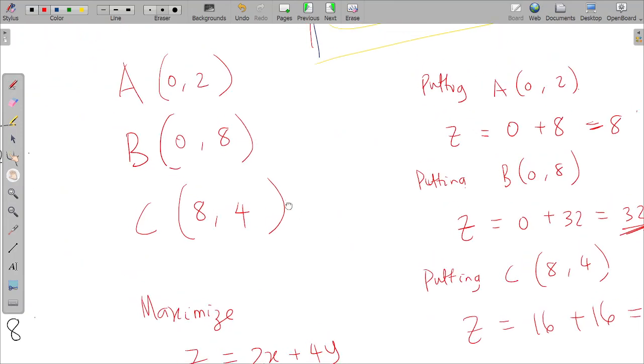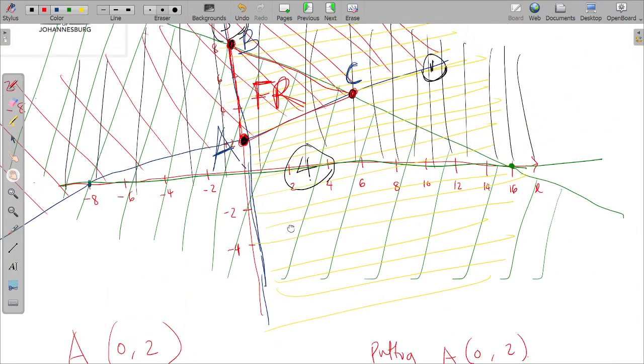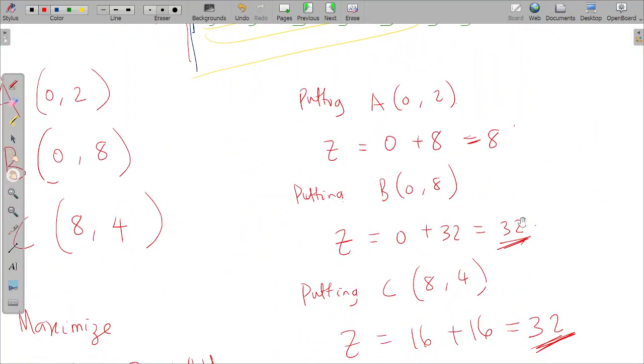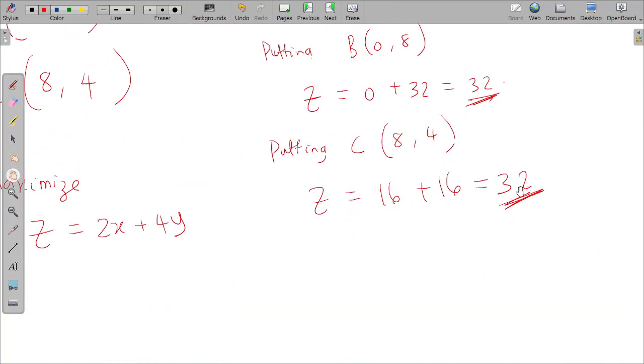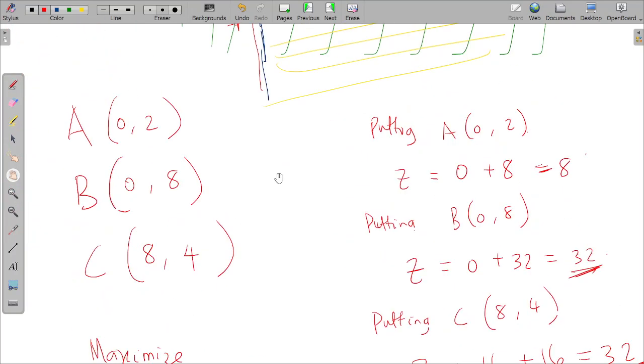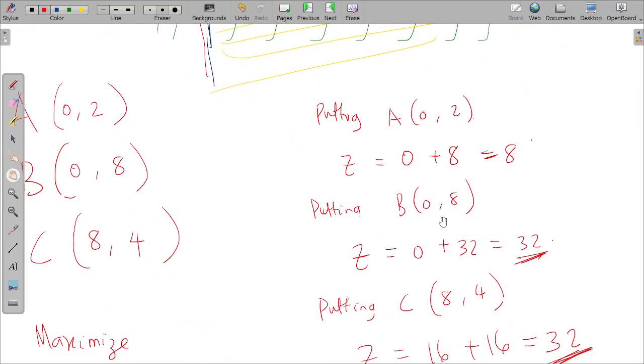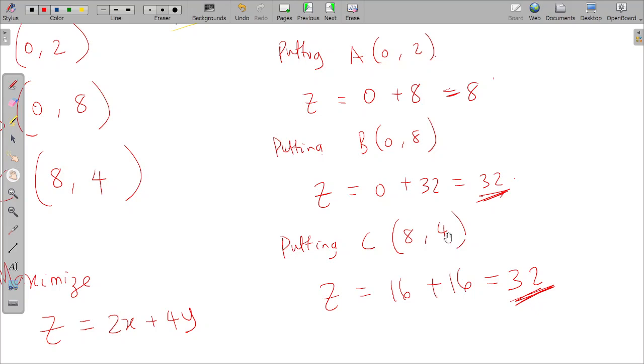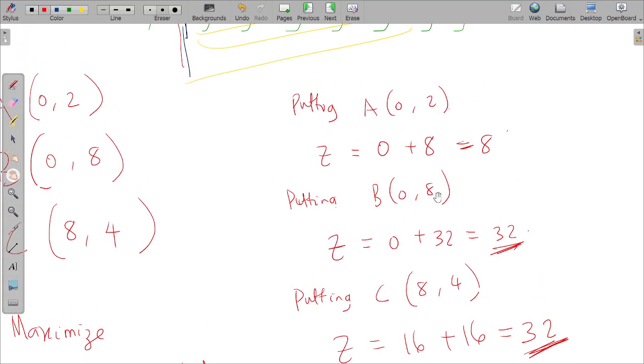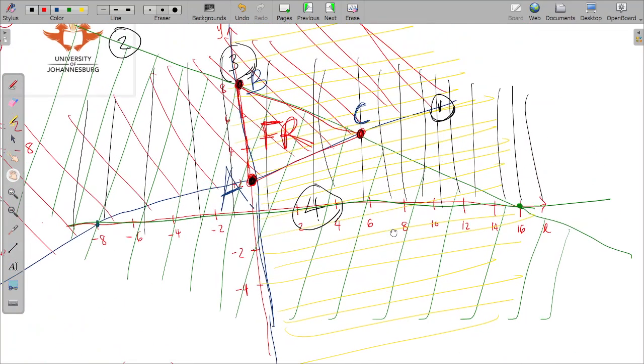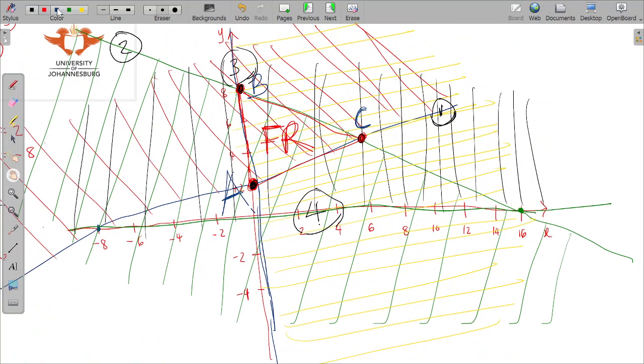So in this case, we have multiple solutions. The maximum is either at this point or at this point. So the maximum is 32, but at that maximum, we have x equals 8 and y equals 4, or x equals 0, y equals 8. So take note, this one and this one give us the maximum.